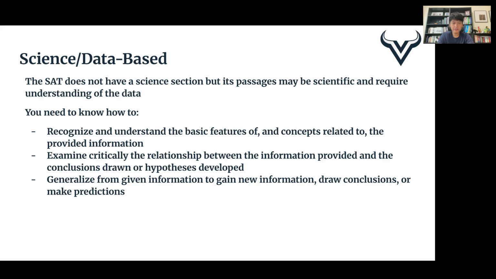The SAT does not have an official science section like the ACT, but its passages in the reading section may be specific and require an understanding of the data. To succeed, you need to know how to recognize and understand the basic features of and concepts related to the provided information. Examine critically the relationship between the information provided and the conclusions drawn or hypothesis developed, and generalize from given information to gain new information, draw conclusions, or make predictions. If you want to do well in reading questions that involve science and database components, you need to know how to master each of these steps.